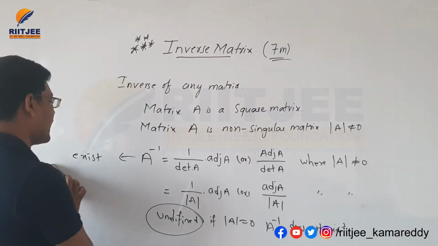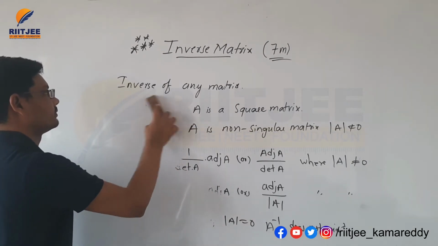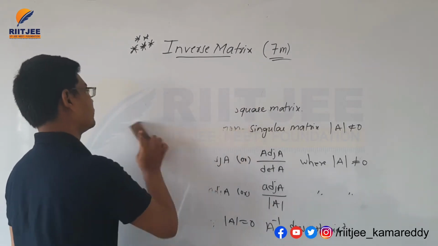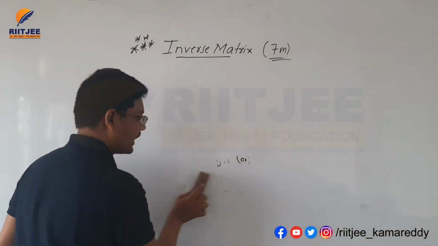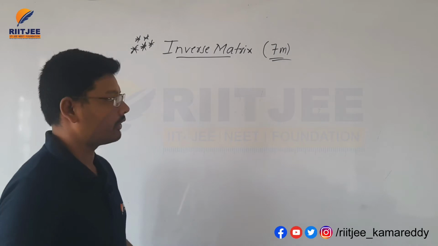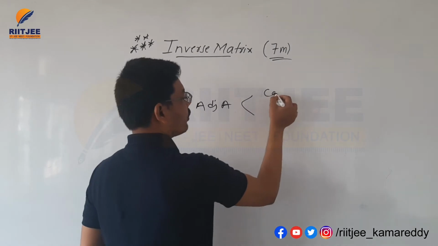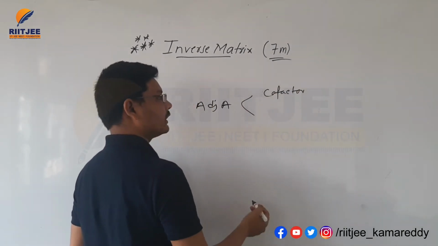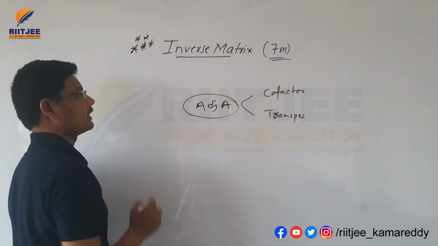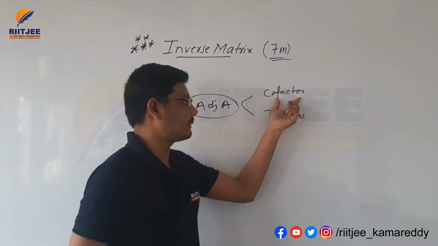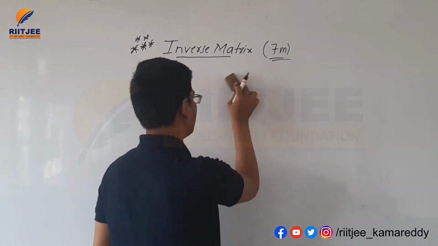Let us take one example of inverse matrix. Our formula is A inverse equal to 1 by det A into adjoint A. If you want to find the adjoint of A, first you need to find the cofactor matrix, then you need to transpose the matrix, and then only we will get the adjoint matrix. Let us take one example of inverse matrix here.